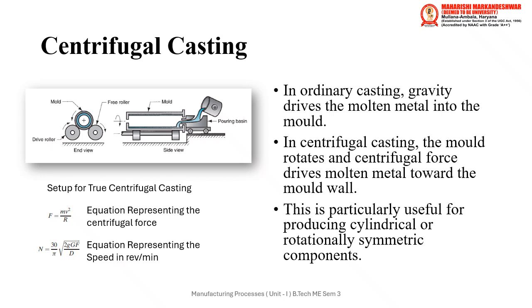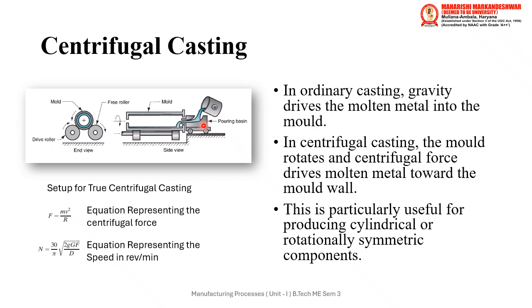Hello students. Now we'll discuss the centrifugal casting. What do you understand by centrifugal casting? As you can see in the diagram, the centrifugal casting basically consists of two sections. The number one section consists of the mold, and the number two section is the pouring basin.